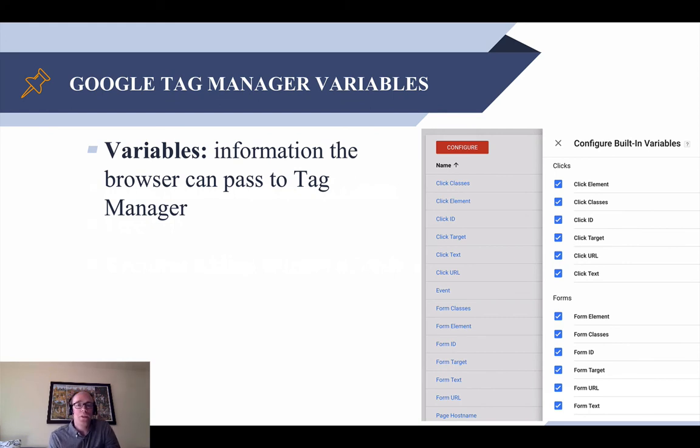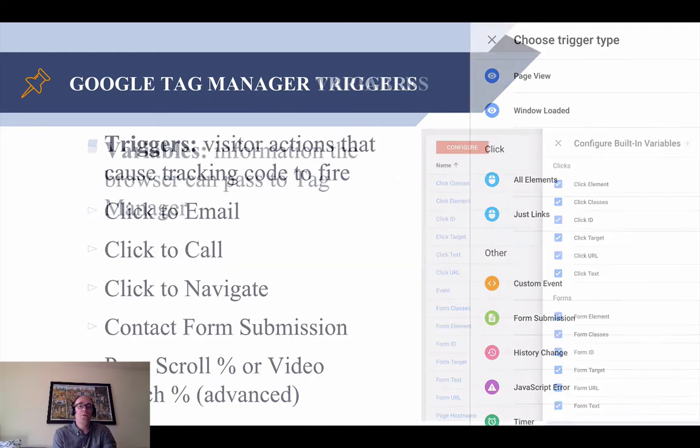What's exciting about this is, here's all the things you can listen to, and of note here on the right is click text. So if you have a button that has a particular phrase, like sign up for our email list, buy now, or whatever, you can actually track down to what the text on the button is. Likewise, if you have particular forms, like your contact form, you can now track those submissions.